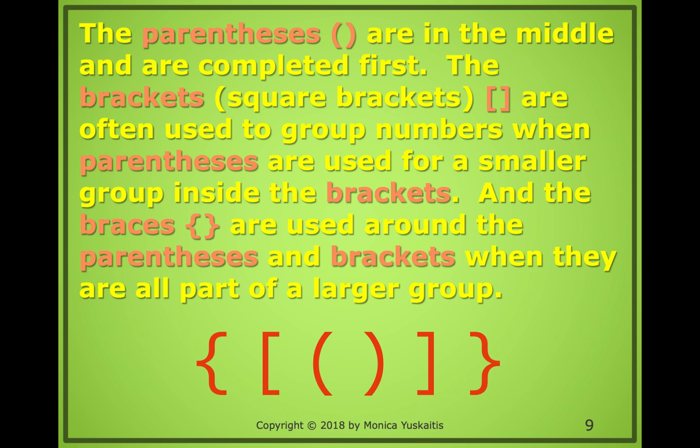The parentheses are in the middle and are completed first. The brackets, the square brackets, are often used to group numbers when parentheses are used for a smaller group inside the brackets. And the braces are used around the parentheses and brackets when they are all part of a larger group. So basically, we're going to do what's inside the parentheses, then the brackets, and then finally the braces. So notice how what I do first is in the middle. What I do last is all the way on the outside.